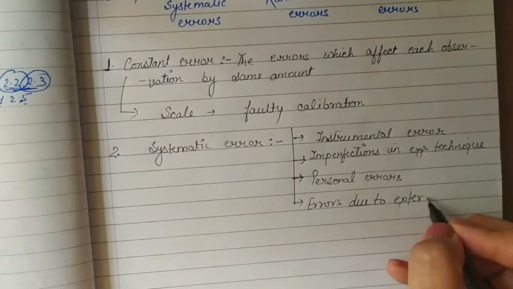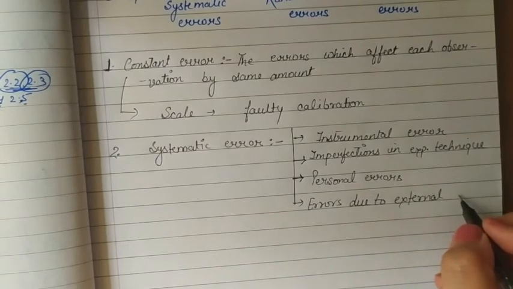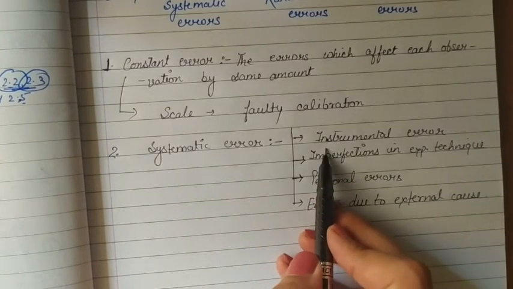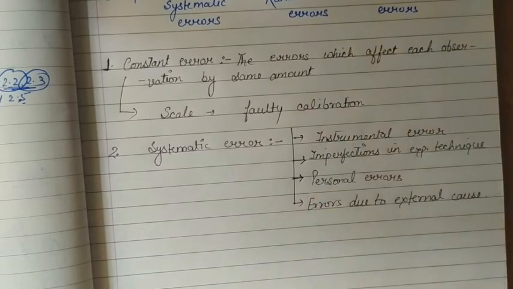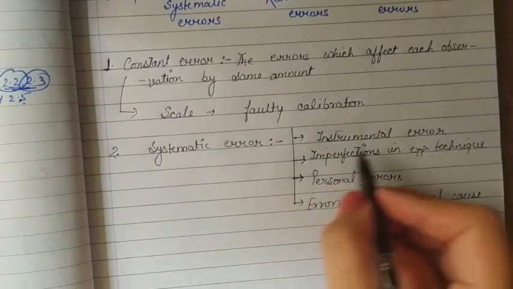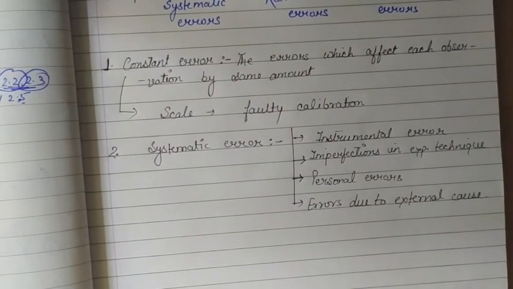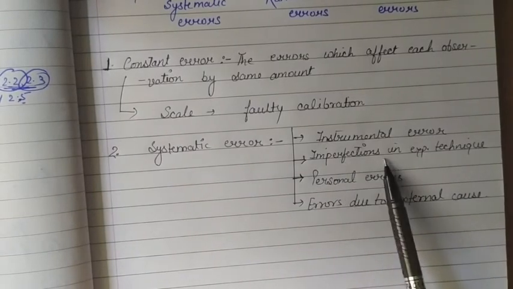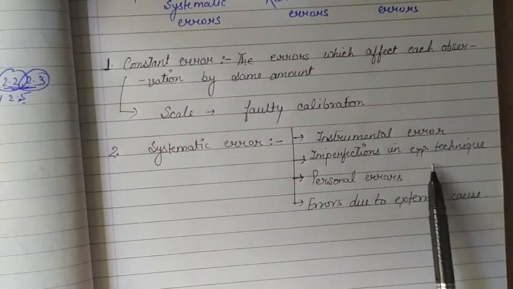So systematic error can be of 4 types. First one is instrumental error. These errors occur due to the inbuilt defect of a measuring instrument. Means the scale of the measuring instrument is not made properly and there is some printing mistake over the scale, then such kind of errors are called systematic errors, which are because of the inbuilt defect of the measuring instrument. The second error, that is imperfections in experimental technique, these are due to the limitations of experimental arrangements.